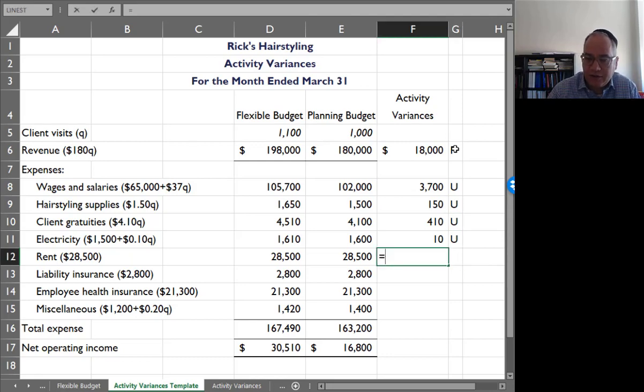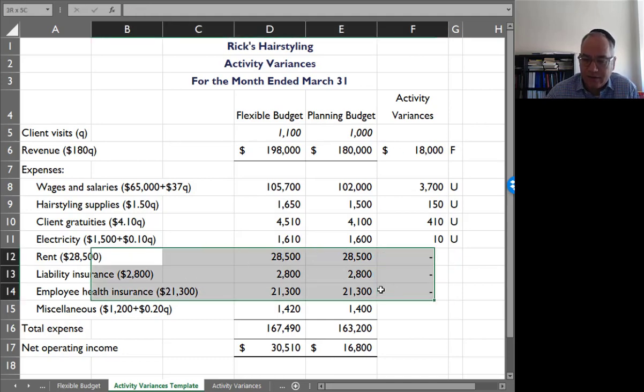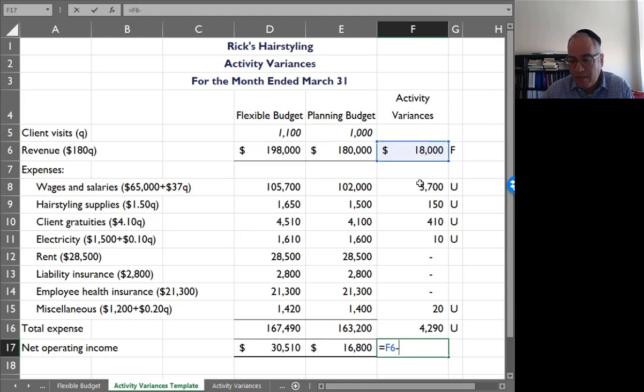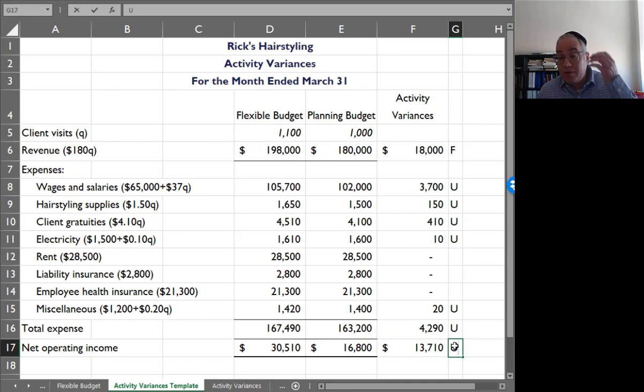Rent is not going to change. And liability insurance is not going to change. Likewise, employee health insurance is not going to change because these three are all fixed. Miscellaneous would change. It would go up by $20 and that would be unfavorable. So in the end, my total expenses would go up $42.90 and that would be unfavorable. But net operating income would be $18,000 minus $42.90. It would increase by $13,710, which you would hope because you are selling more units. And so operating income would go up with $13,710, and that would be favorable.